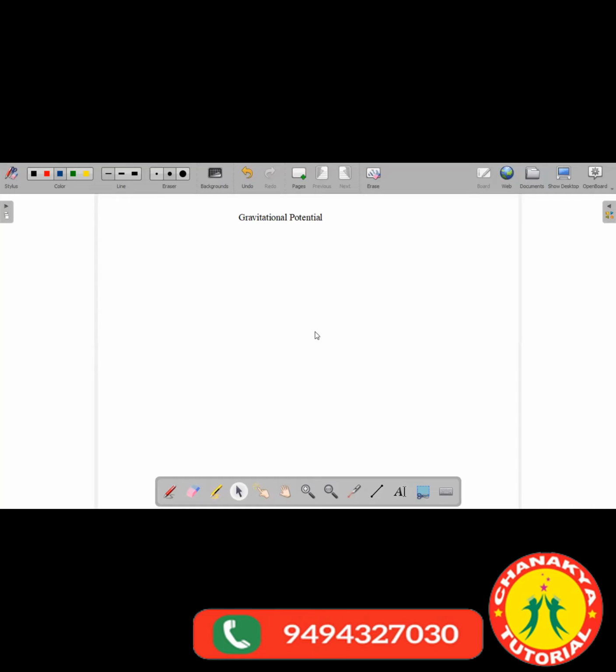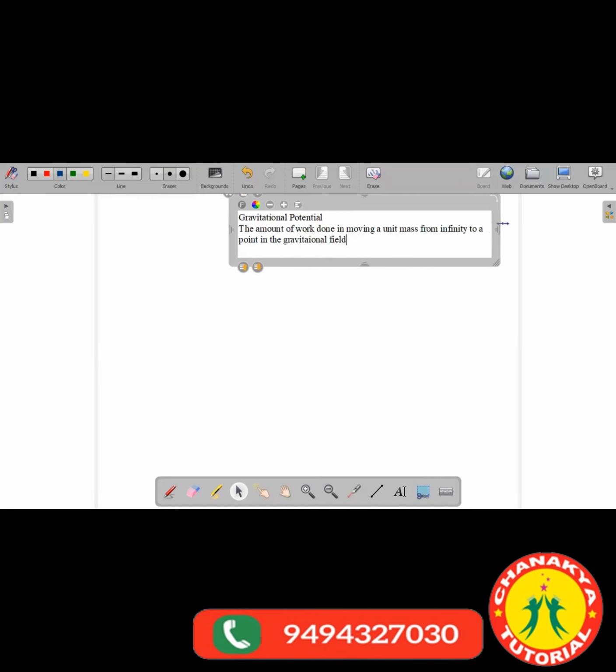So we will discuss gravitational potential as the amount of work done. Let us define this. What do we call the gravitational potential? And then we will find the value. We define gravitational potential as the amount of work done in moving a unit mass from infinity to a point in the gravitational field. Okay, so this we call the gravitational potential.